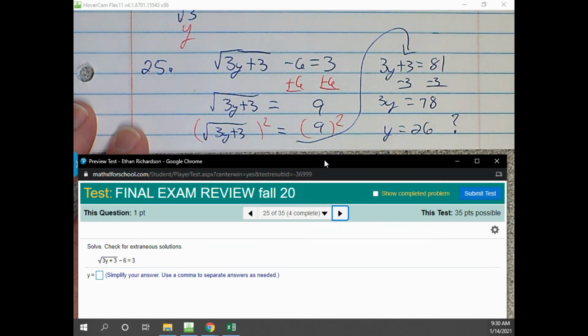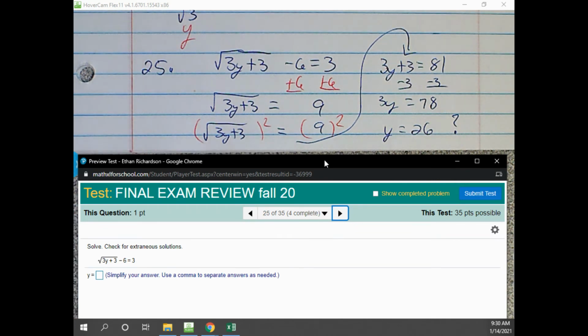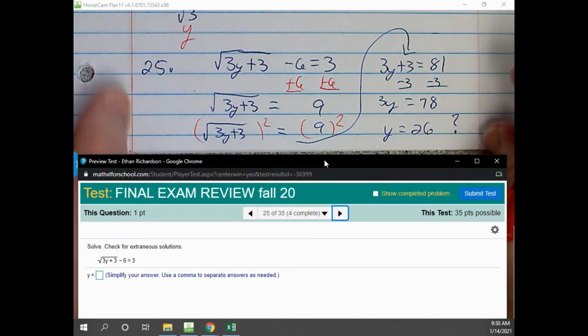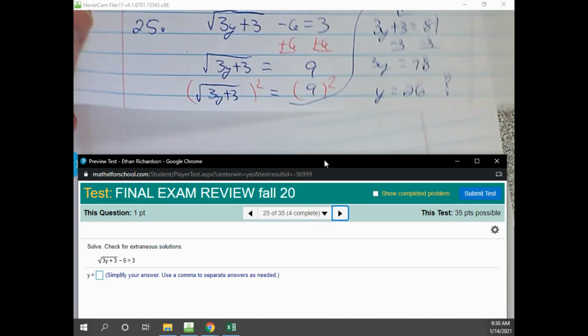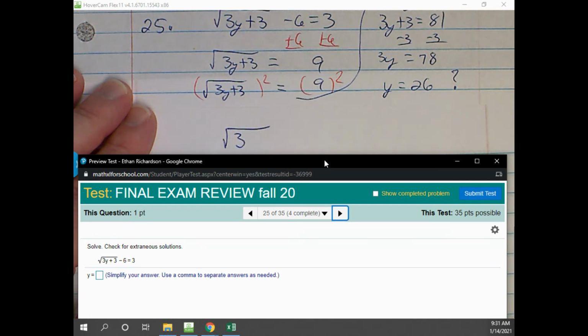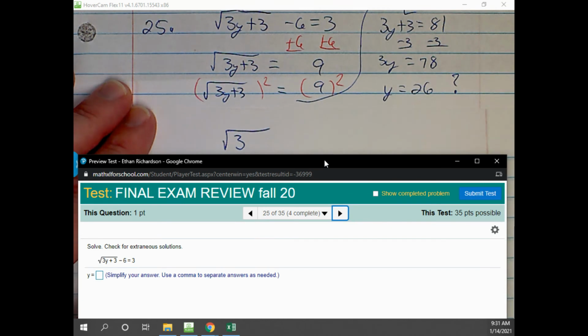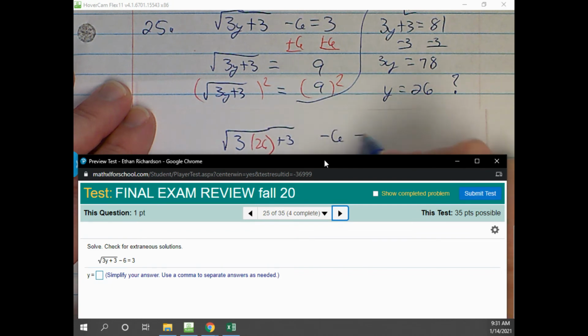Okay, but again, it tells us we've got to check for extraneous solutions, which means we've got the answer 26, and the question is, does it really work? If we go back and check it, that means we've got to take the 26 and plug it back into the original problem, which was the square root of 3y plus 3 minus 6. So we're going to plug 26 in for the y. So it's 3 times 26 plus 3, minus 6. And the question is, does that equal 3?